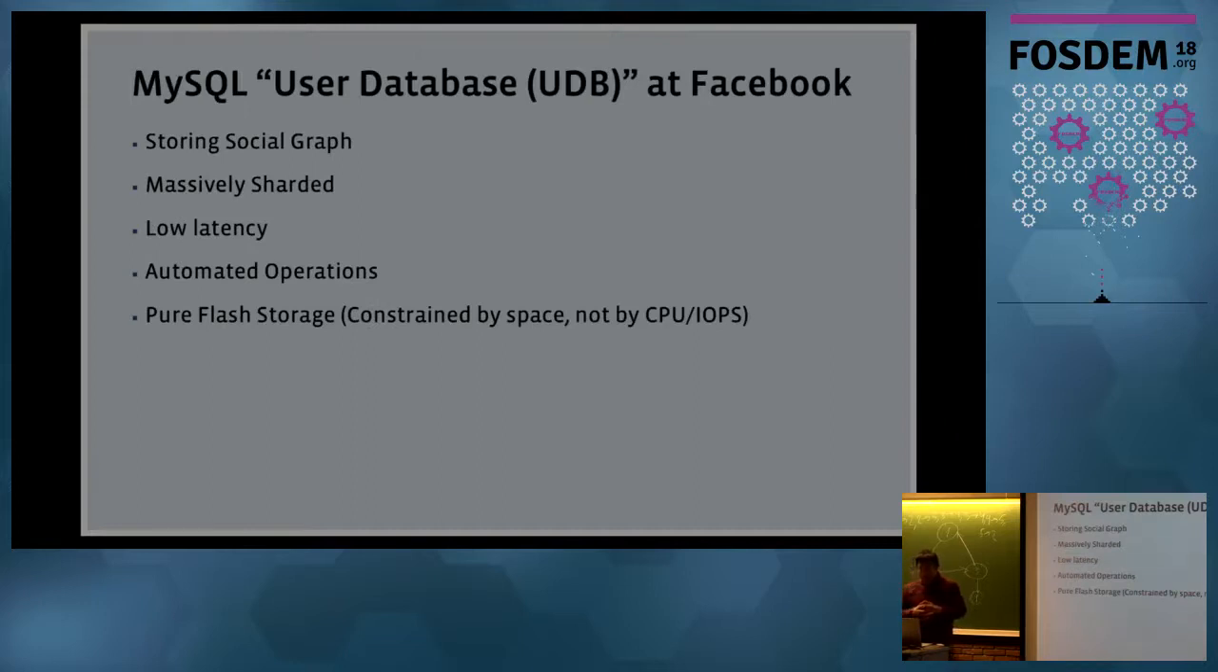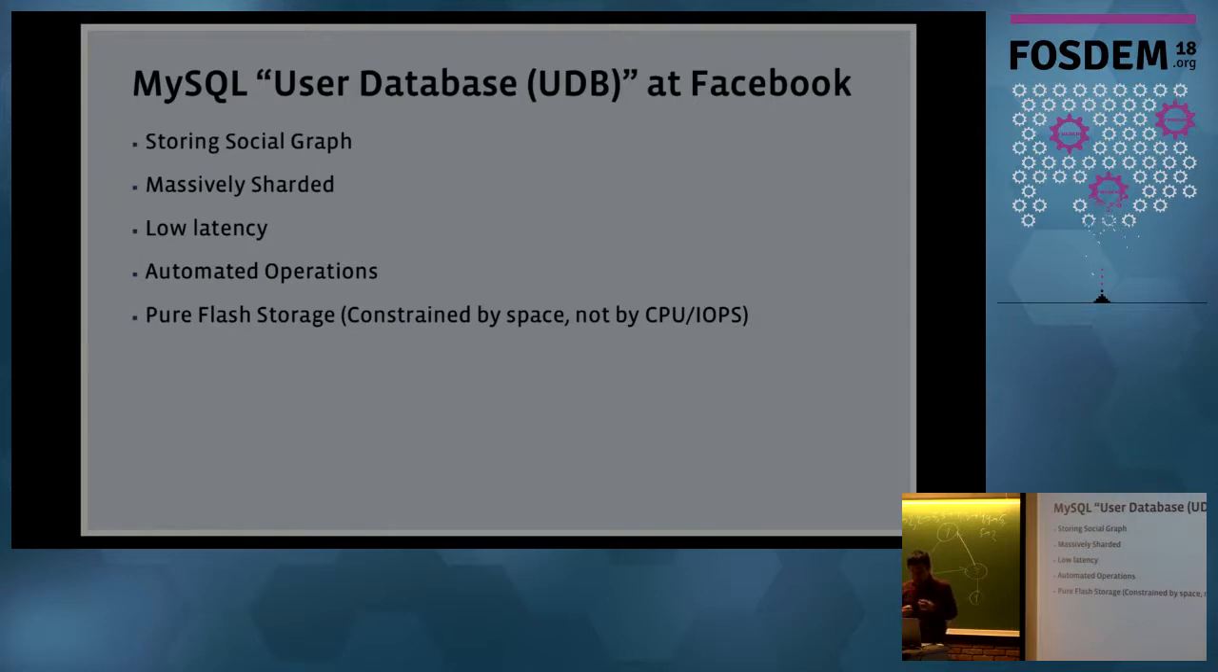So at Facebook, we have a very big database called UDB, which is the user database. In UDB, we store almost all Facebook activities. For example, when you like or comment on somebody's post or make friends. These Facebook activities are stored in the MySQL database, which is massively sharded. Apparently a single MySQL instance is not enough to serve billions of Facebook people.